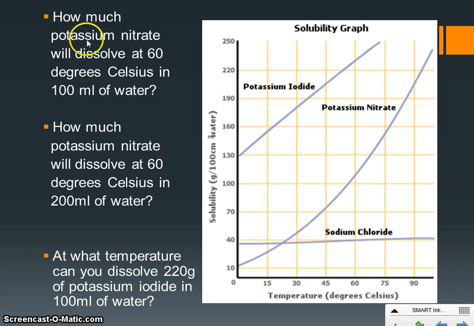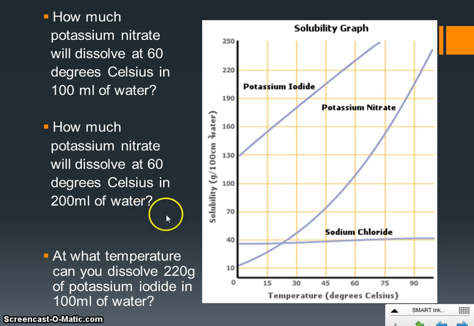So really, how much potassium nitrate will dissolve at 60 degrees? So first, let's find the line for potassium nitrate. That's right here. Okay. And then we want to know 60 degrees. So you go find 60 degrees, go up to that line, turn, and follow it over here to find your amount, which is going to be about 115 grams of potassium nitrate.